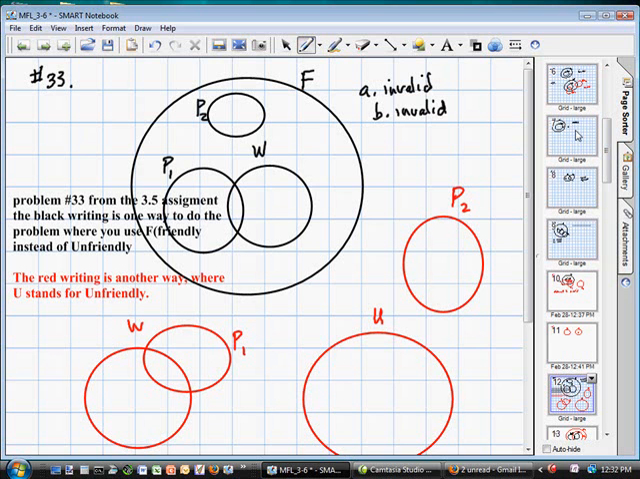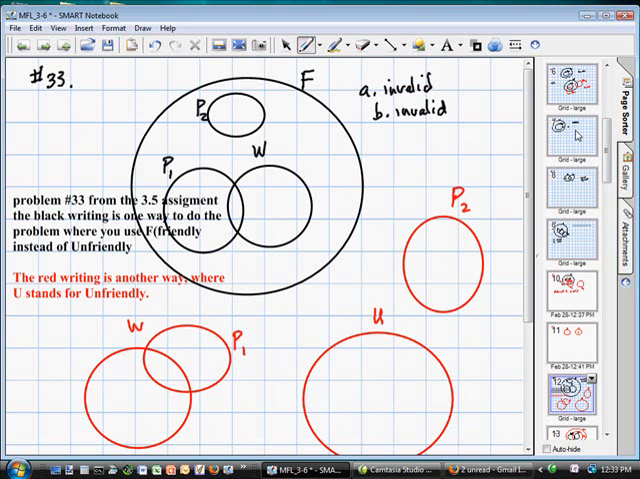Part 2, no puppies are unfriendly. Doesn't that basically say if you're a puppy, then you're friendly? Okay, so I drew my first puppy circle. Hang on a second. Why do I have a second one? I've got to think about this. Anyway, just look at the black. Okay, look at my 2 black circles. Puppy circle 1, surrounded by friendly. Puppy circle 2, also surrounded by friendly.